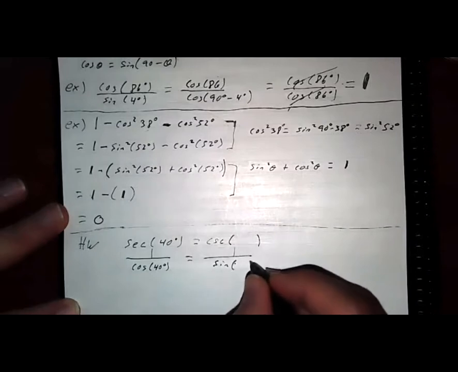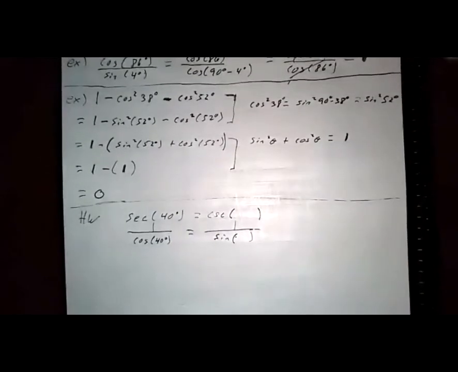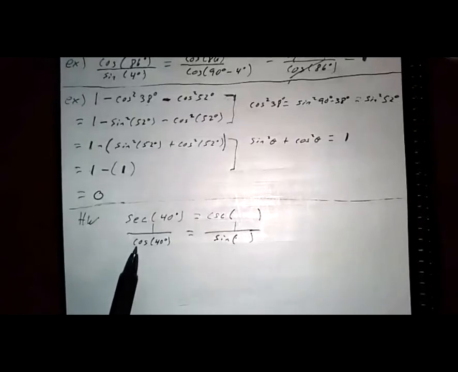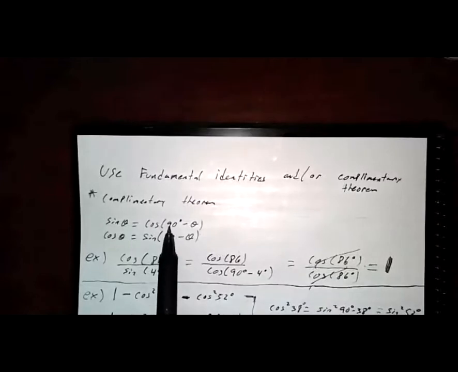I don't know what that angle is. So doing what we just did, let me see if I'm still on the right spot. Yeah, there it is. How do I change this into a sine? The complementary angle says I can just take 90 and subtract whatever angle I was given and change it to cosine, and vice versa.